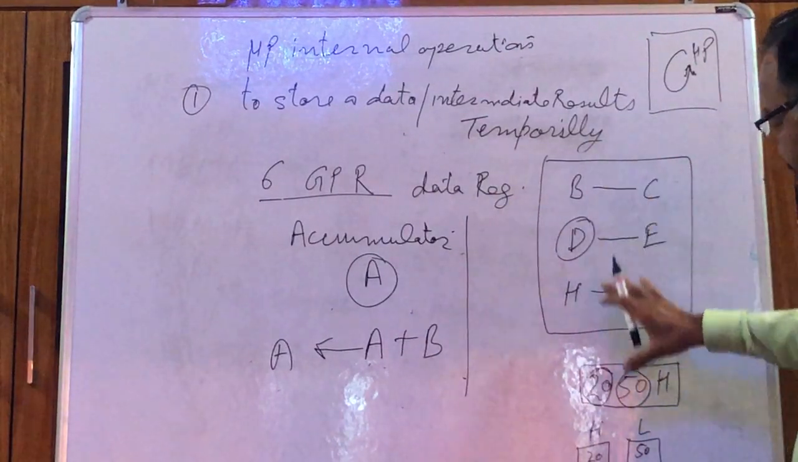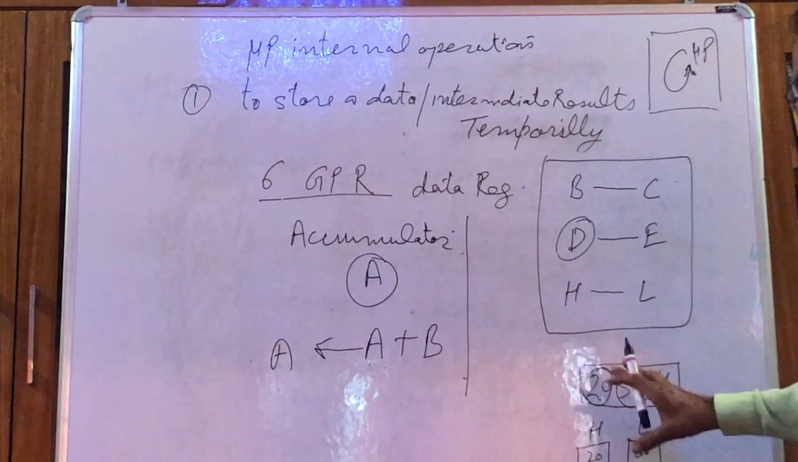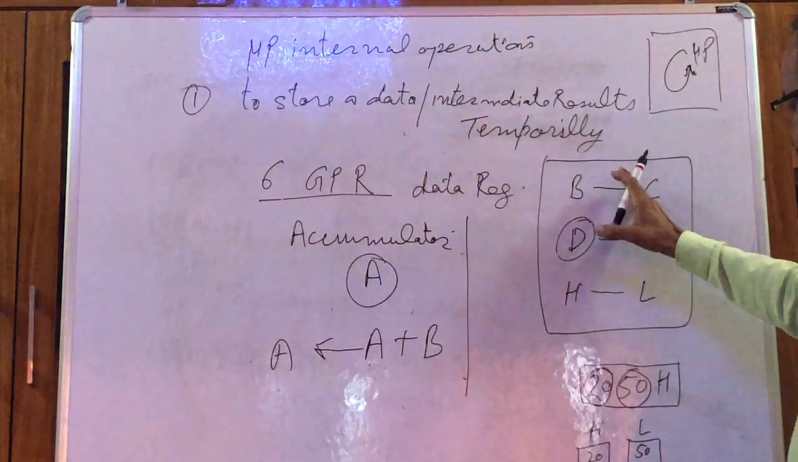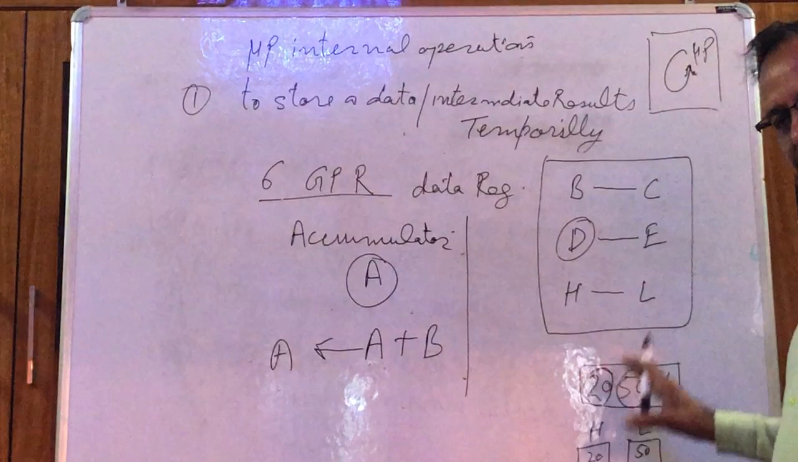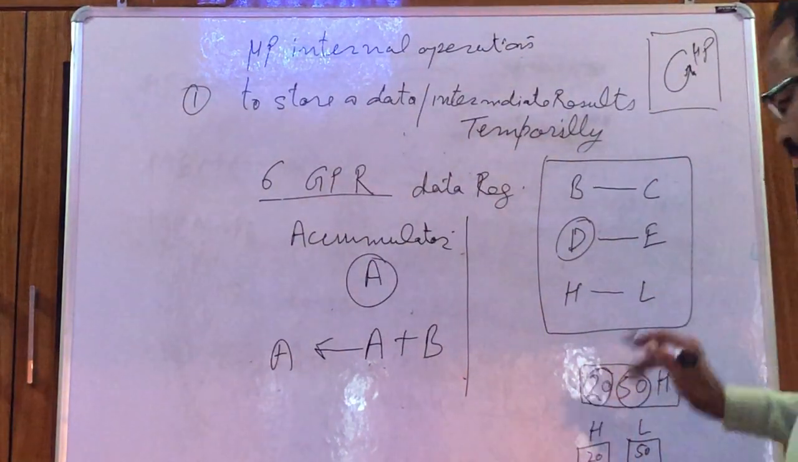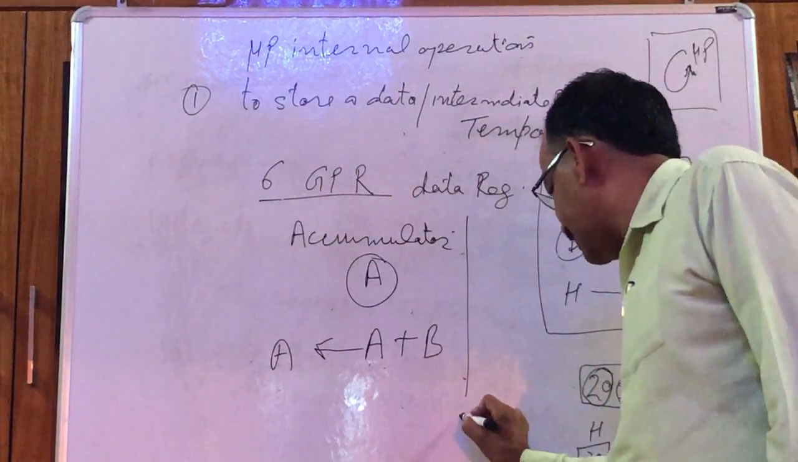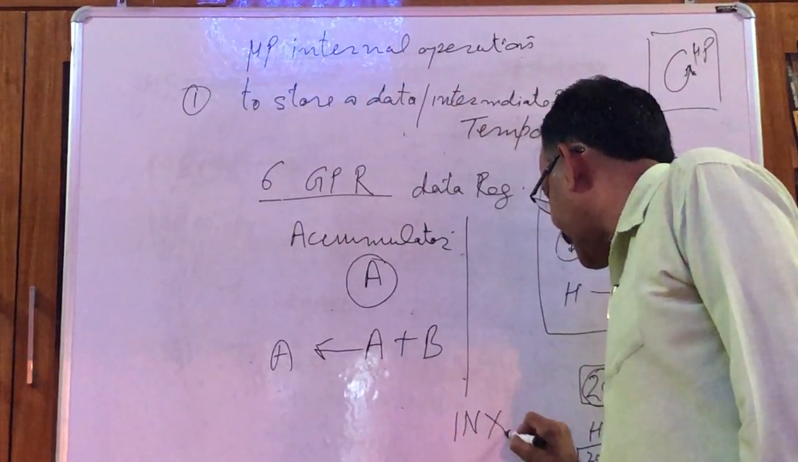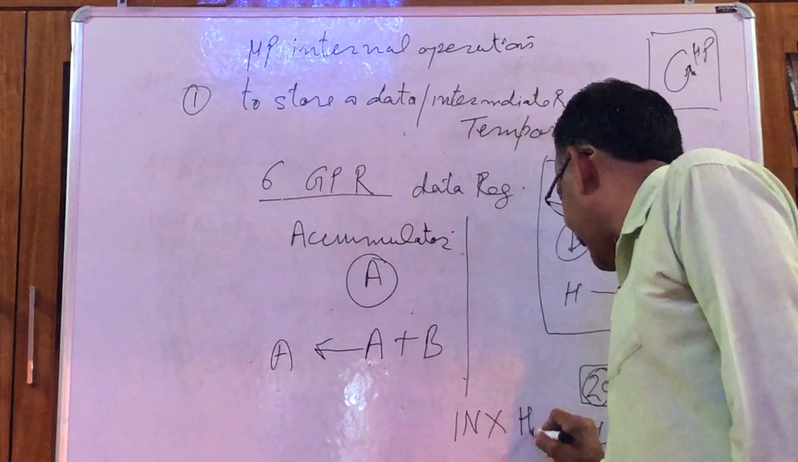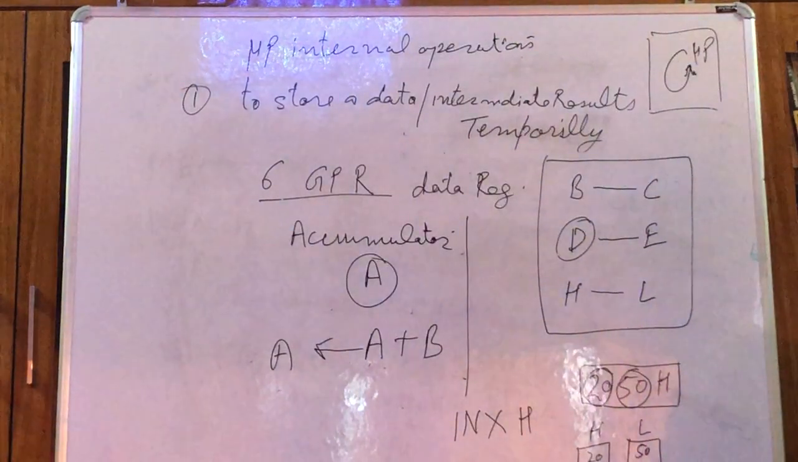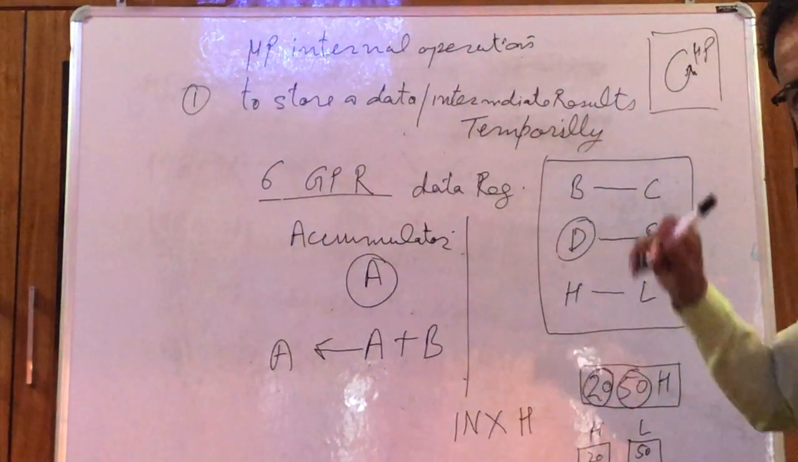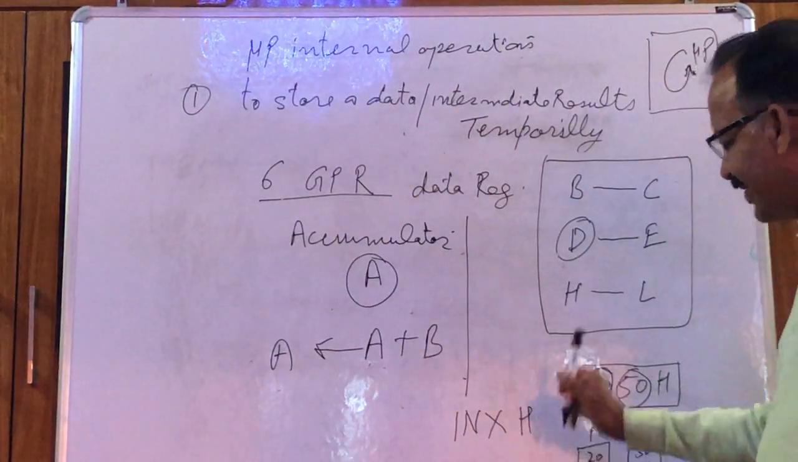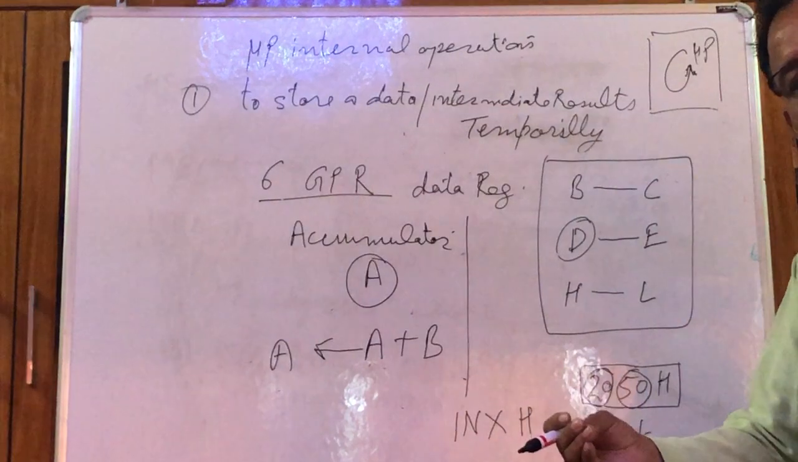Whenever we refer to a register pair, we refer only to the higher order register. The other register is always implied. For example, there is an instruction INX H. We will discuss it in detail later on. This instruction increments the content of the register pair HL.